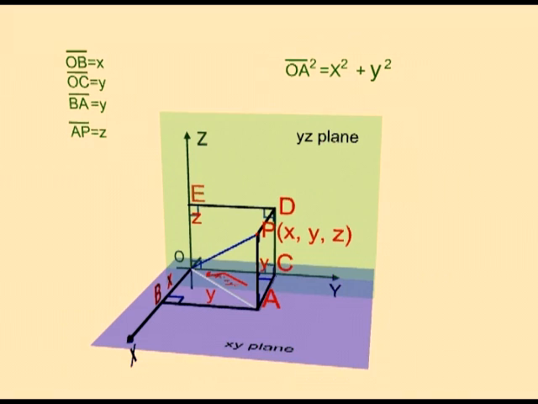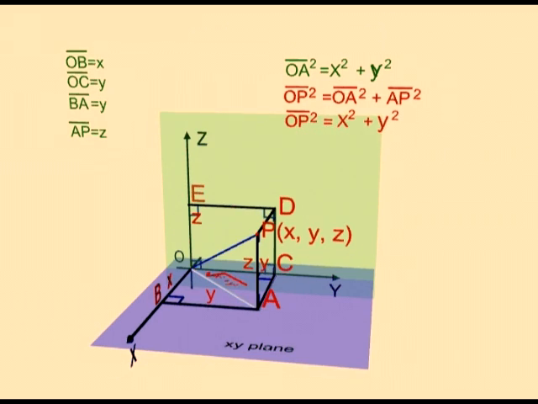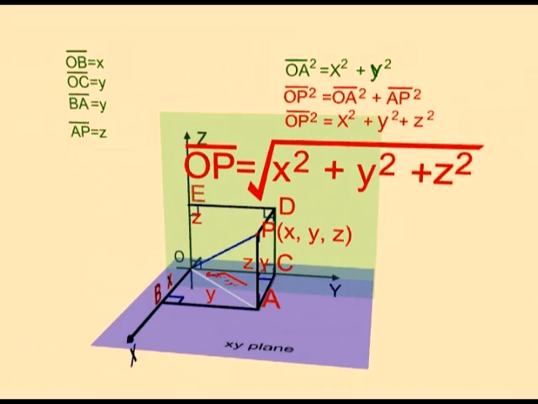Because all lines are perpendicular to each other, we have the following rectangles: OEDC and APDC, making the z-coordinate of point P equal to AP. Triangle OAP is a right-angled triangle. OP squared equals OA squared plus AP squared. Substitute for the values of OA squared and AP squared. We obtain the length of line segment OP is equal to the square root of x squared plus y squared plus z squared.